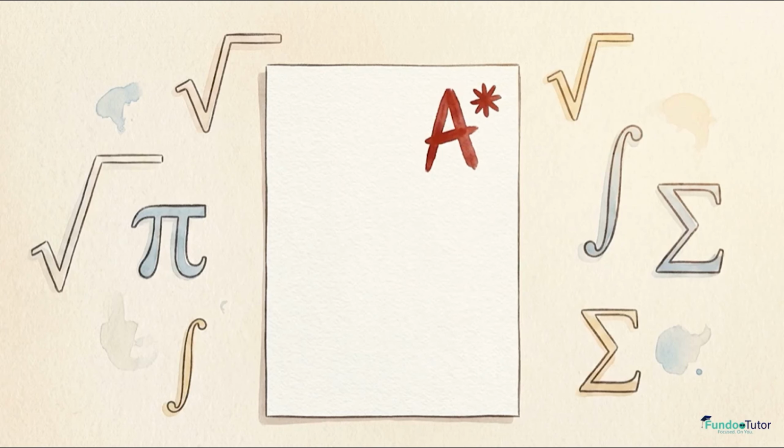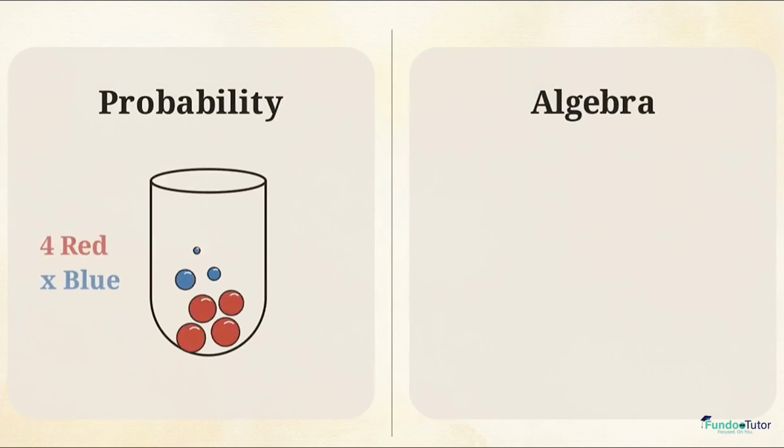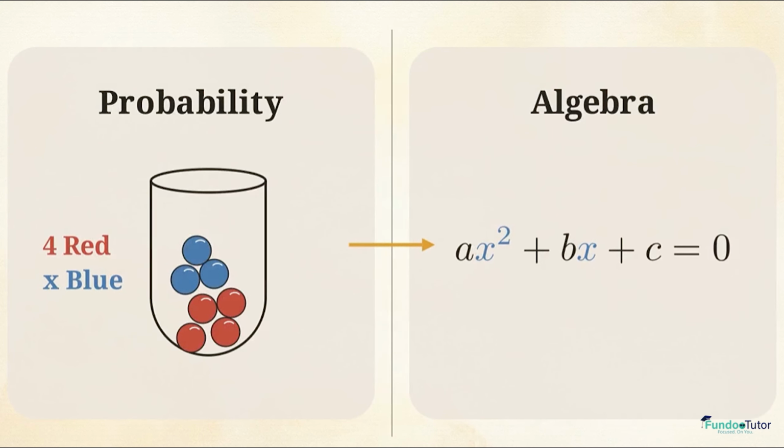Securing an A-star on the IGCSE Math Paper 4 requires mastering the multi-topic problems found at the end of the exam. Let's break down a high-stakes scenario involving probability and algebra.